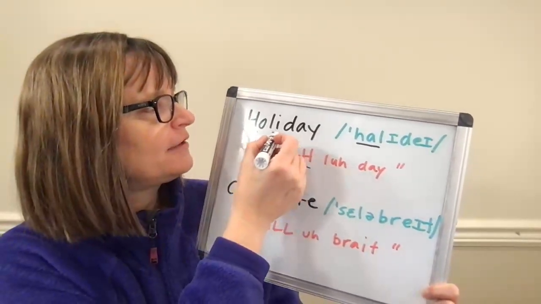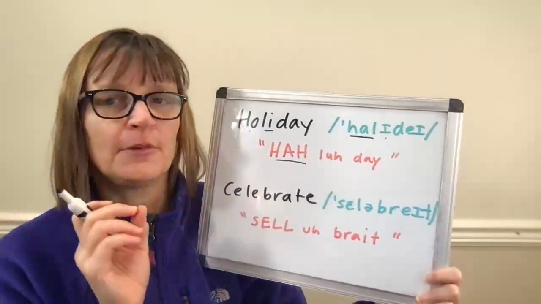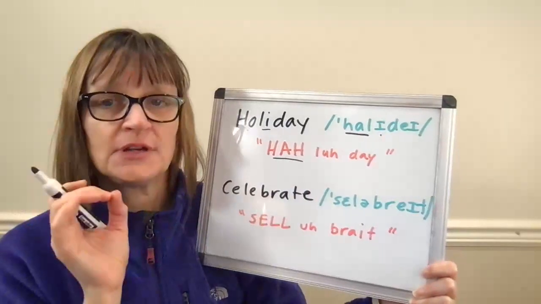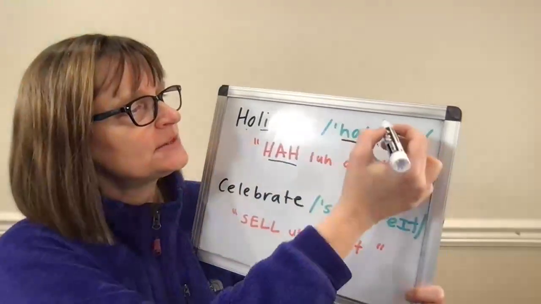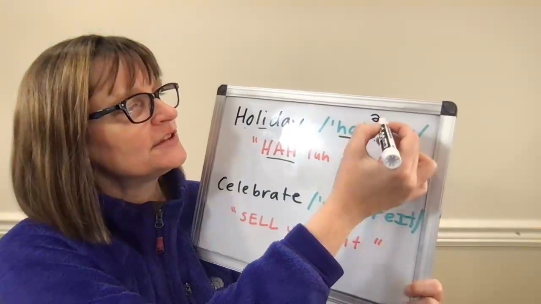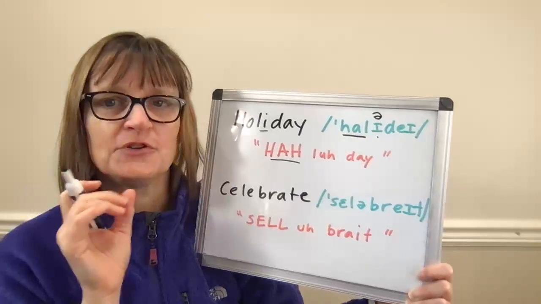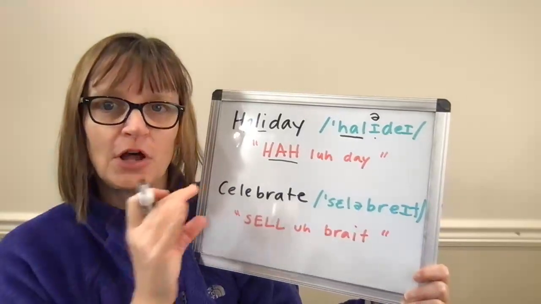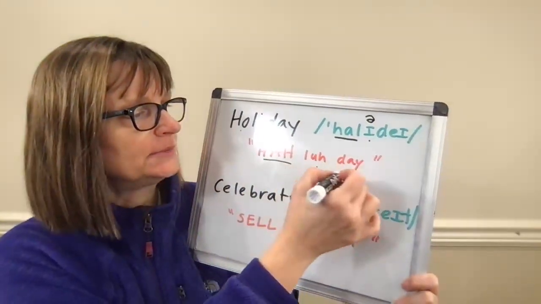And then we have the letter I, which is going to be a reduced vowel. In this case, you can either use an ih sound or a schwa sound. It doesn't matter too much if you're using the schwa or the ih, you really just want a reduced vowel there. So you don't want an e or a long ih, very short and quick.